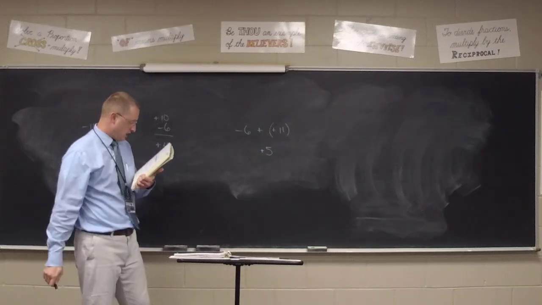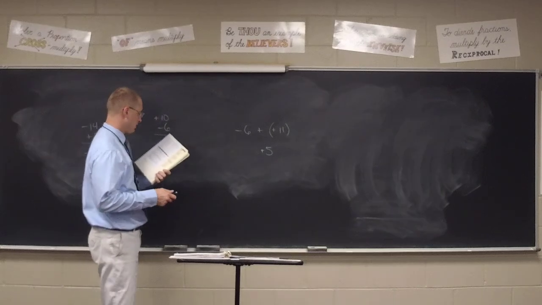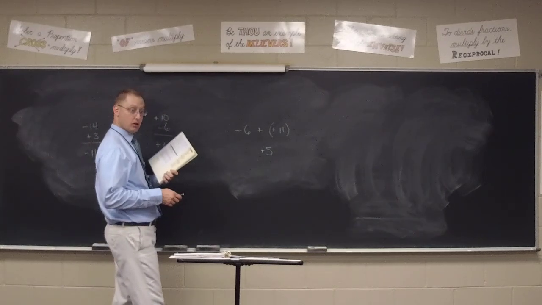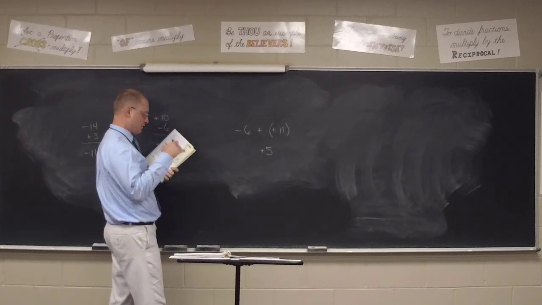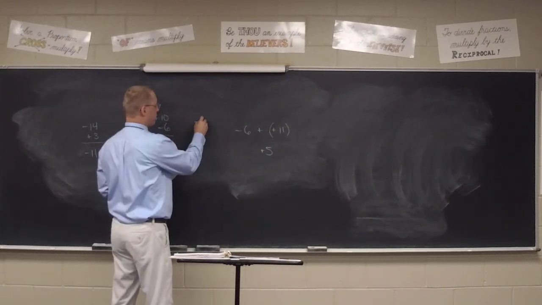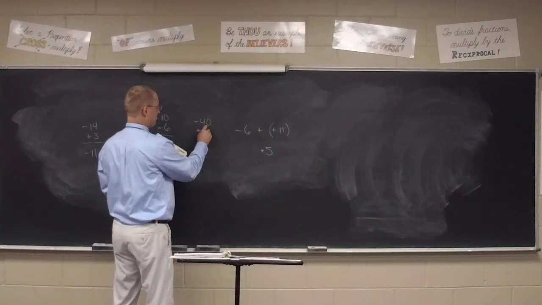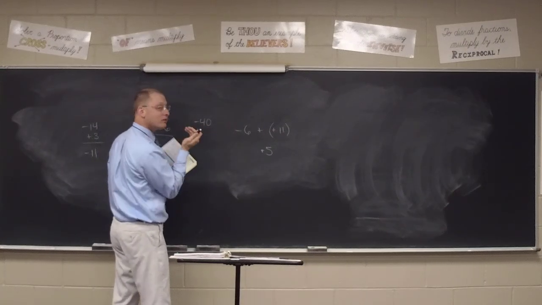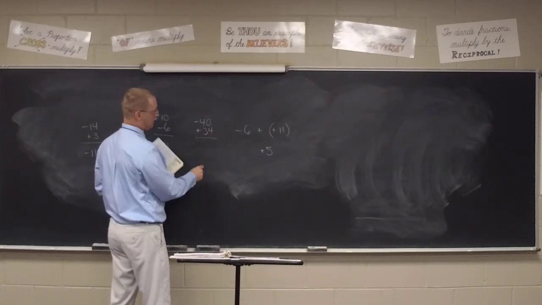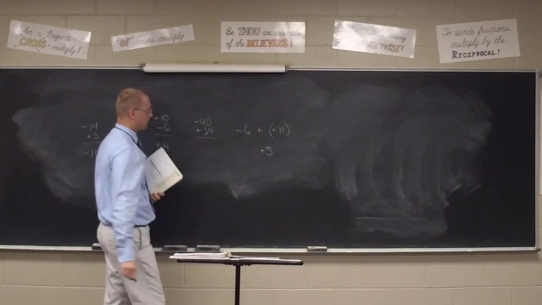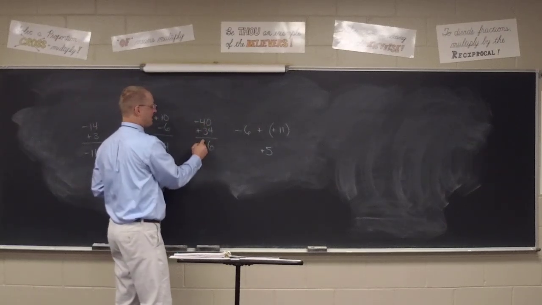On number 36, I get all my negatives together, Hayden. There's 2 of them. Negative 40. And I get all my positives together, positive 34. And then I do one subtraction to get 40 minus 34? Negative 6. There we go. Then, of course, we'll keep the negative.